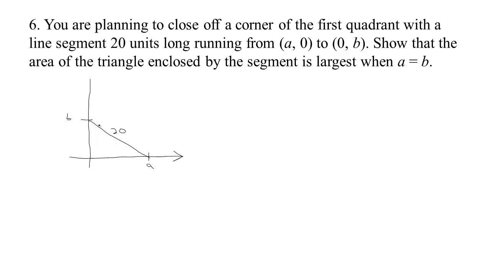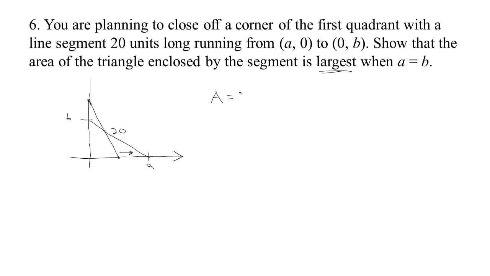So I've got a picture and I can see that if this length stays the same, then if I increase B, A is going to have to decrease, kind of like a ladder sliding down a wall. I'm just trying to figure out how to change that so that I get the biggest possible triangle. I'm trying to show that the area of the triangle enclosed by the segment is largest. So I'm trying to optimize the area.